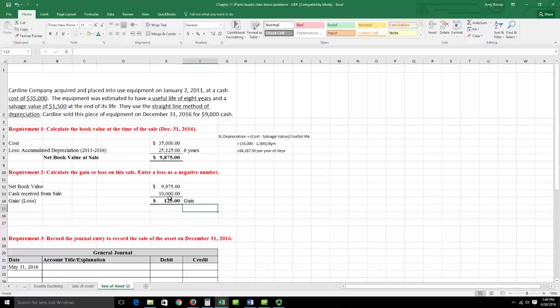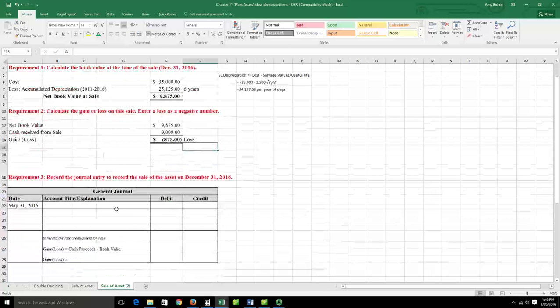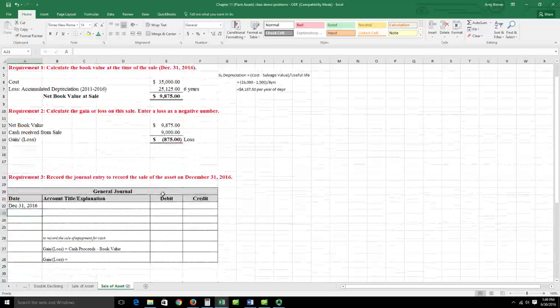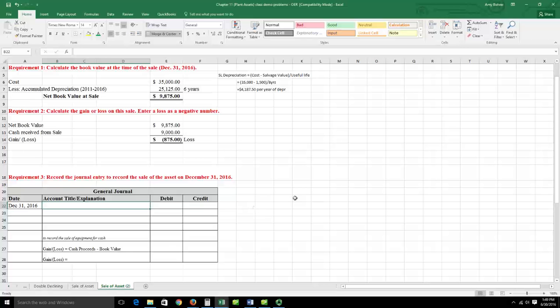Okay, so just be careful that you are calculating that correctly, and the gain is just entered as a positive amount. But we sold it for $9,000, so we have that $875 loss. So then the next requirement is asking you to do the journal entry at December 31st, at the date of the sale. And we've already done the calculations that we need. So what journal entry do we need to do on the date of the sale?